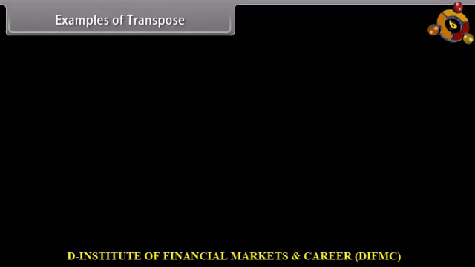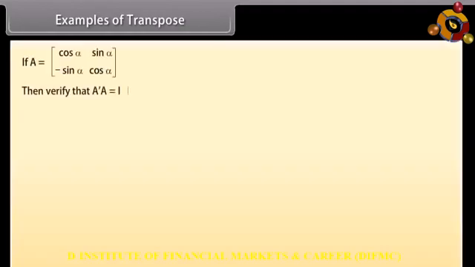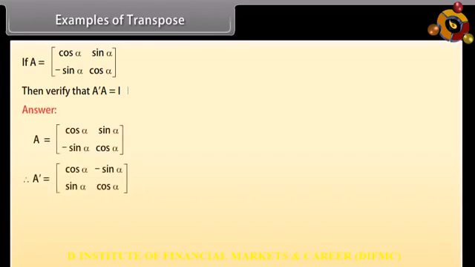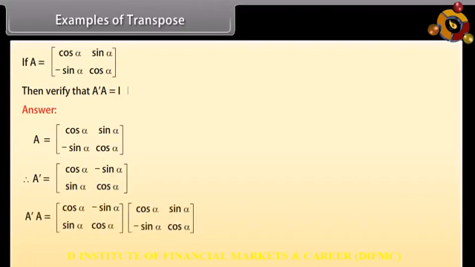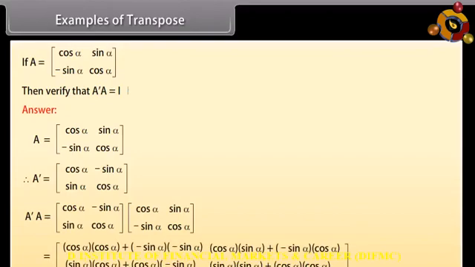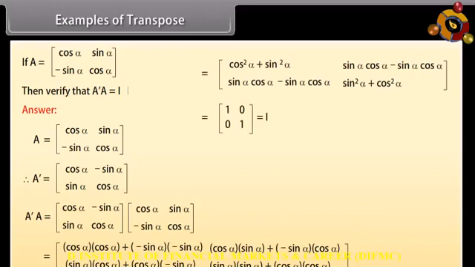Examples of transpose. If A is given, then verify that the transpose of matrix A times matrix A is the identity matrix. A is given. Therefore, its transpose A dash is the matrix with first row cos alpha, minus sin alpha, and second row sin alpha, cos alpha. Multiplying A transpose and A and solving, we get A transpose A is equal to the identity matrix, hence verified.